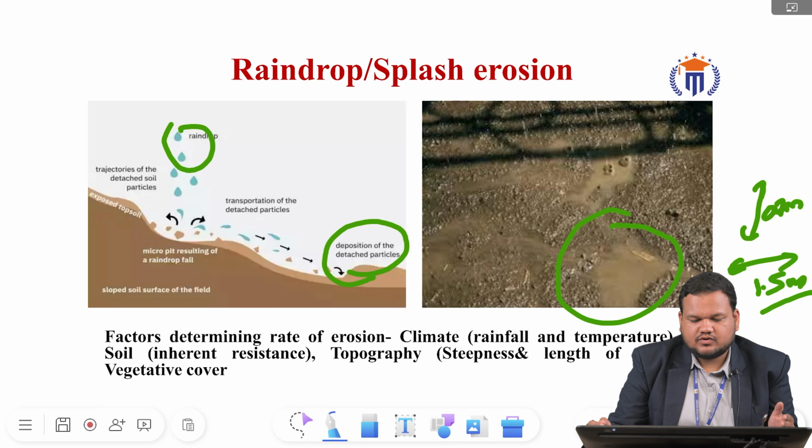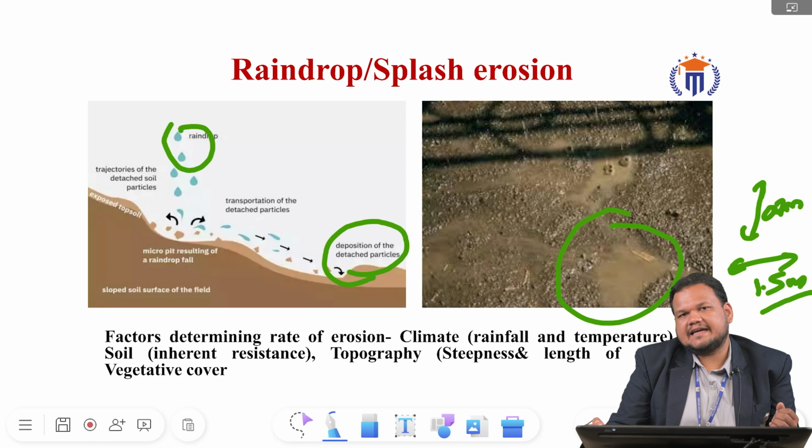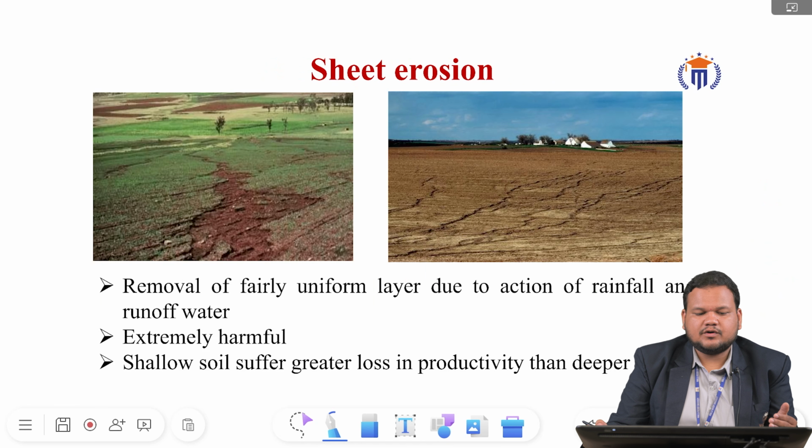This splash erosion depends upon parameters such as your climate. Where more rainfall is there, more splash erosion will happen. It also depends on the soil's inherent resistance. If more soil aggregates are present, then very little splash erosion will happen. It also depends upon the topography, whether high or low, and on the vegetative cover. If more vegetative cover is present, it results in very little soil erosion. If less vegetation is present, the bare soil is directly exposed to the raindrops, resulting in more erosion.